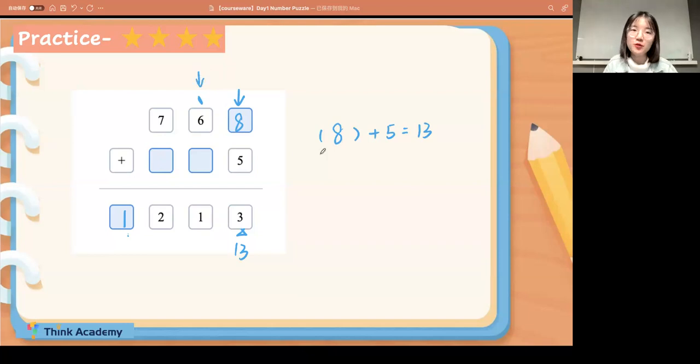Then for the 10th column, we will have 6 plus 1 plus 1 number equals 1. So it means there will be a hidden 10 in 1, right? So label the 11 here and carry 1 to the 100th column. So 7 plus 1 number equals 11. This number should be 4. Thank you, David. Thank you, Freya. Yeah, this will be 4.